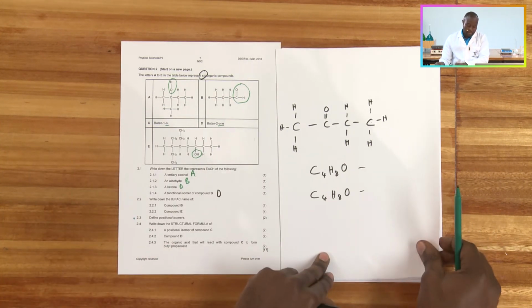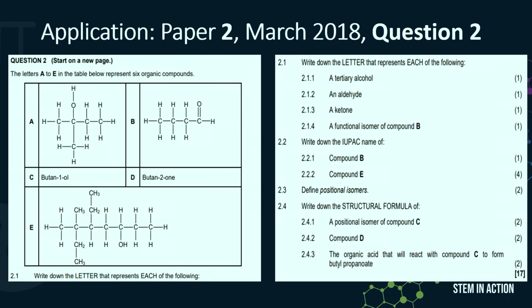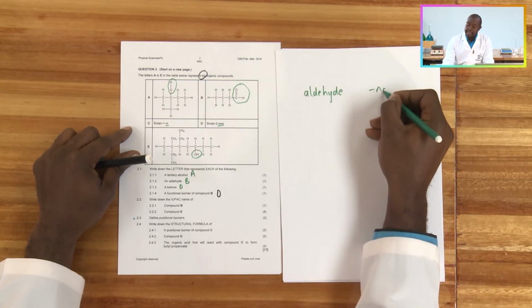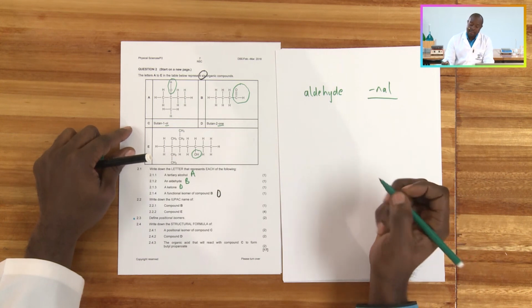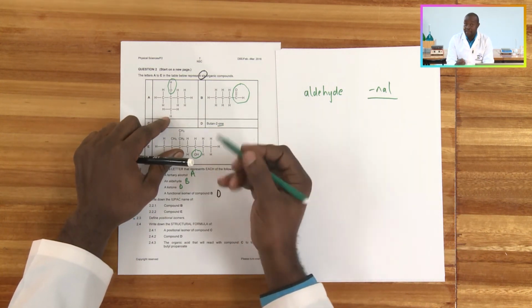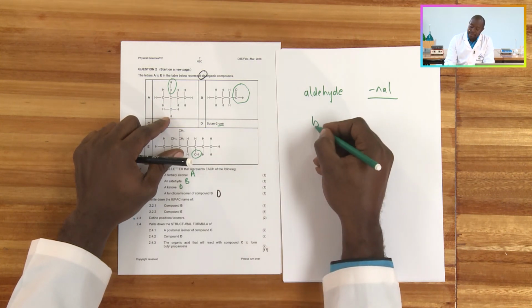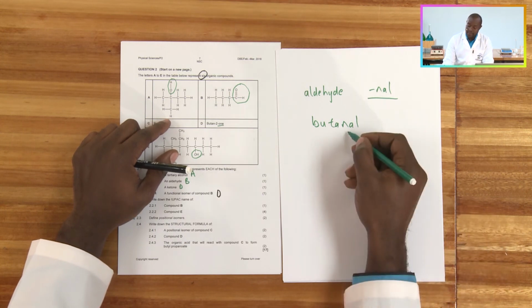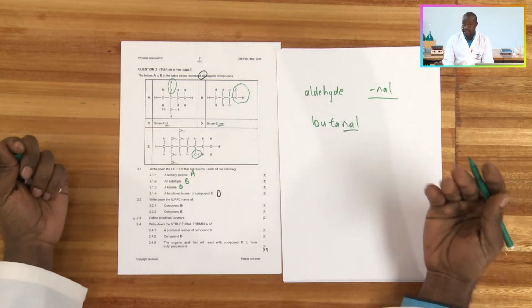2.2. Write down the IUPAC name for compound B. So this is compound B. It's an aldehyde. And aldehydes, they end with the name "-al", right? And we count the number of carbons. There are 1, 2, 3, 4 carbons, so it's a "but". So the name becomes butanal, right? So this ending indicates that it is an aldehyde.